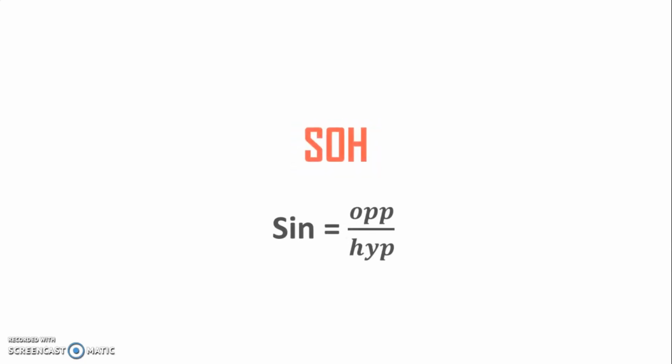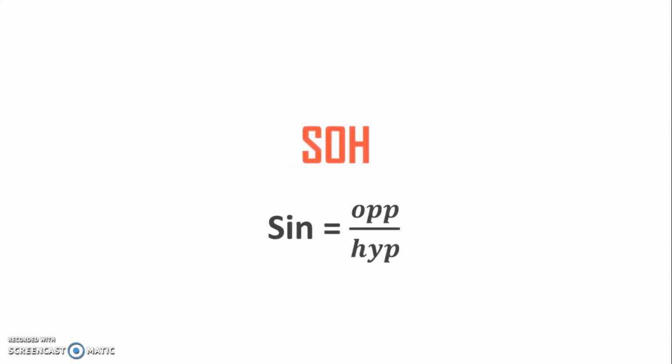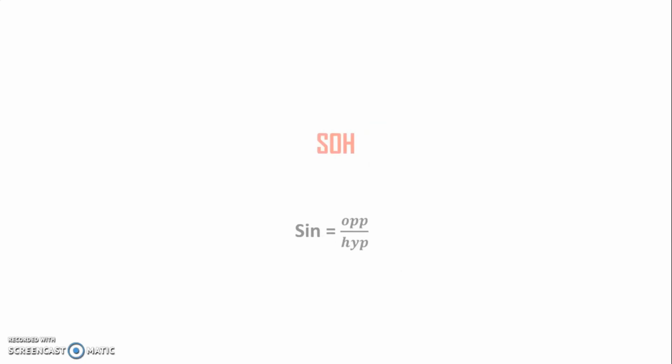The SOH simply means sine equal to opposite over hypotenuse. So the S is the sine. We don't normally put the E. Sine equal to opposite over hypotenuse.